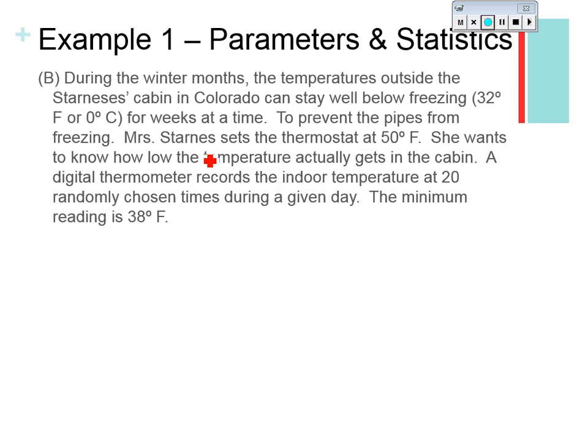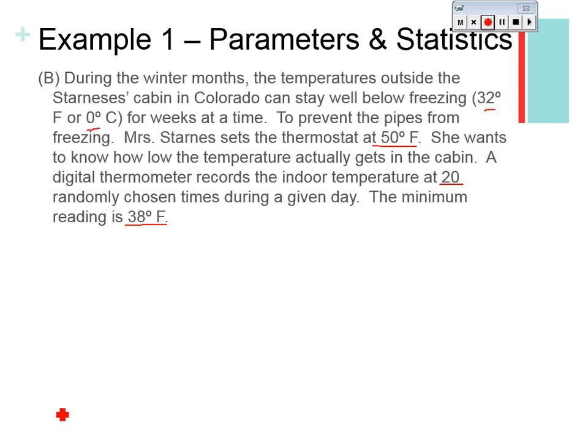So Part B says, during the winter months, the temperatures outside the Starnes' cabin in Colorado stay well above freezing, 32 degrees Fahrenheit or 0 degrees Celsius, for weeks at a time. To prevent the pipes from freezing, Mrs. Starnes sets the thermostat at 50 degrees Fahrenheit. She wants to know how low the temperature actually gets in the cabin. A digital thermometer records the indoor temperature at 20 randomly chosen times during the day, and the minimum reading that they get is 38 degrees Fahrenheit.